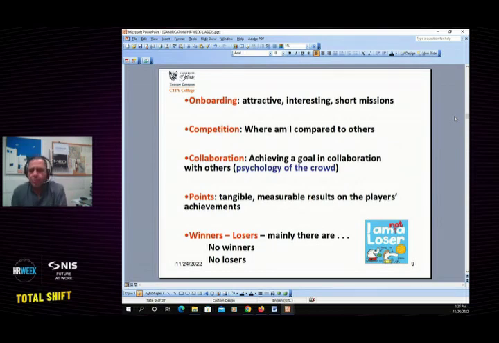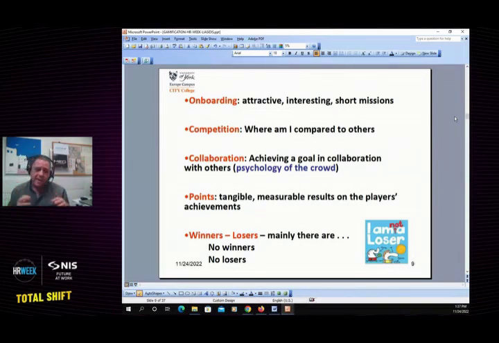The next mechanic is onboarding. So we need to make it attractive, interesting, with short missions, as explained earlier. And it's all about having some kind of competition: where am I compared to others? And it's good to look down on them and say, I'm ranked first and you guys are ranked lower.